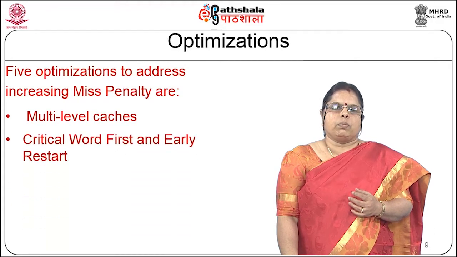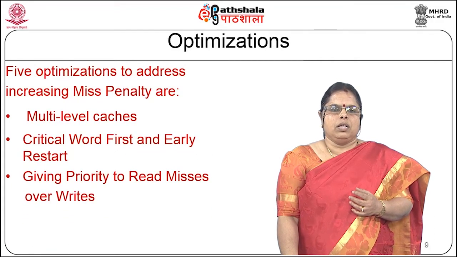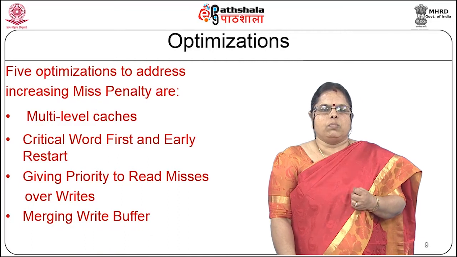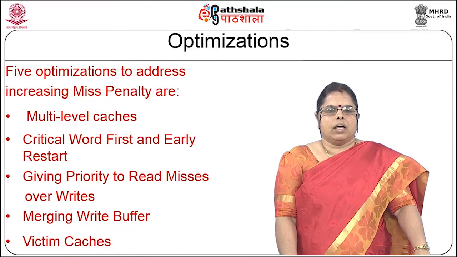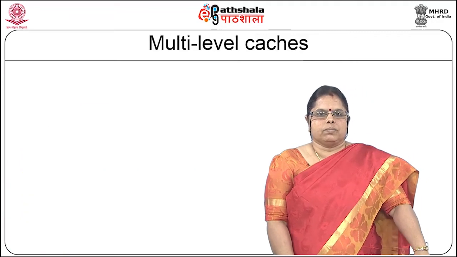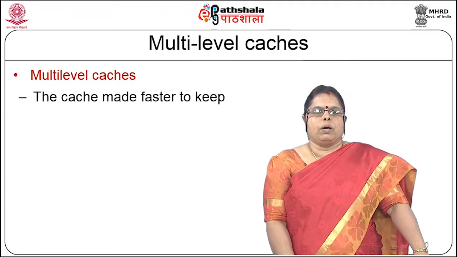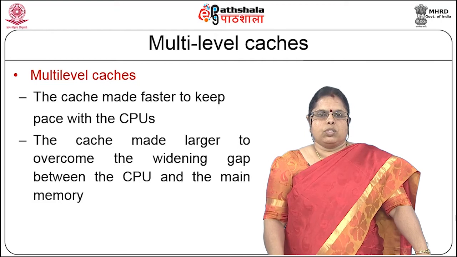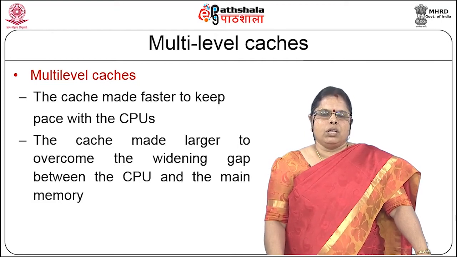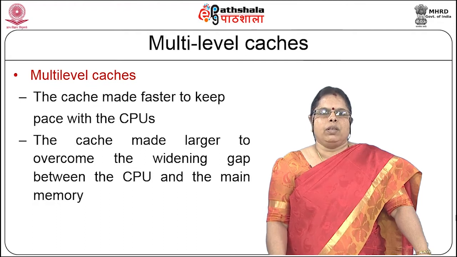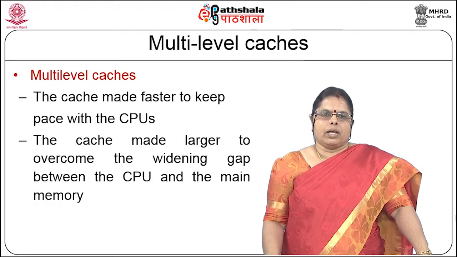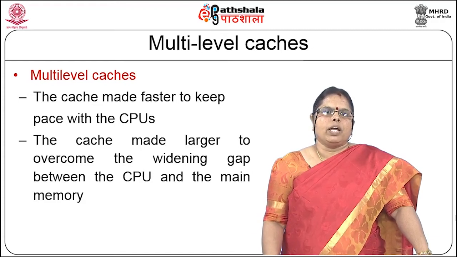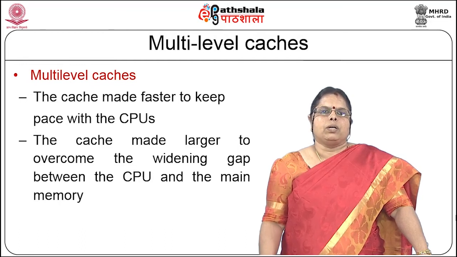We are looking at 5 optimizations here which address the miss penalty: multi-level caches, critical word first and early restart, giving priority to read misses over writes, merging write buffers, and last of all victim caches. First of all, what do we mean by multi-level caches? If you look at a single level of cache, the memory hierarchy essentially consists of registers at the innermost level, which are part of the processor, then the cache, then the main memory and then the secondary storage devices. Now, instead of a single level of cache, can we look at multiple levels of caches?